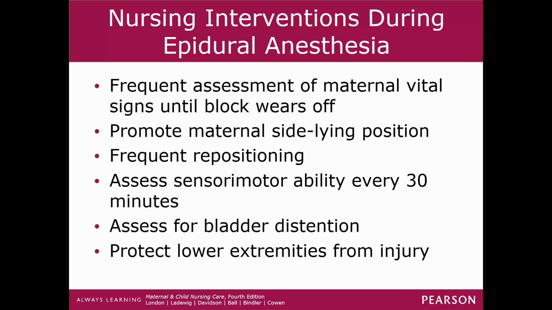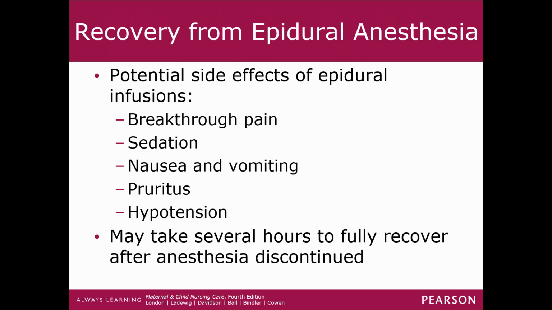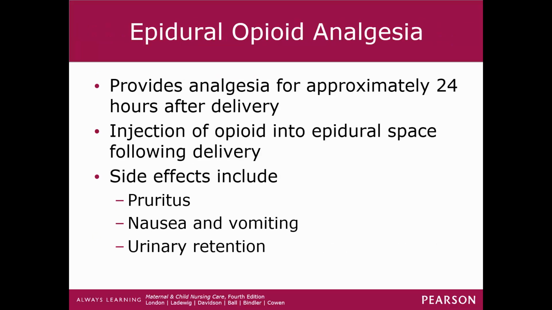Now, here's your nursing interventions. As I said before, you can read through those. Recovery from anesthesia, or from the epidural, you can read through those. Here I talked about the opioid analgesia, or the Duramorph spinal. This is the one that they place that gives her pain control for 24 hours. This is the one they use after the cesarean section.